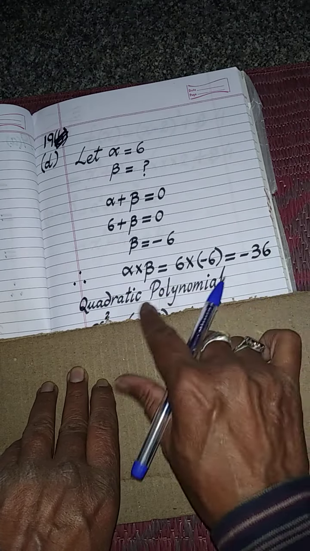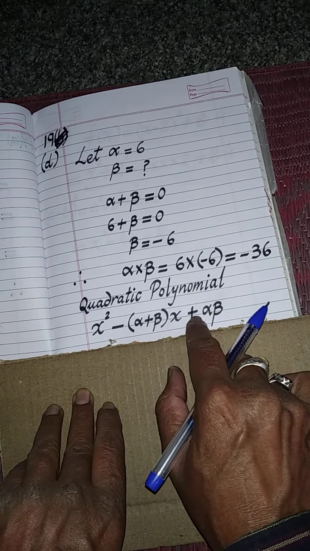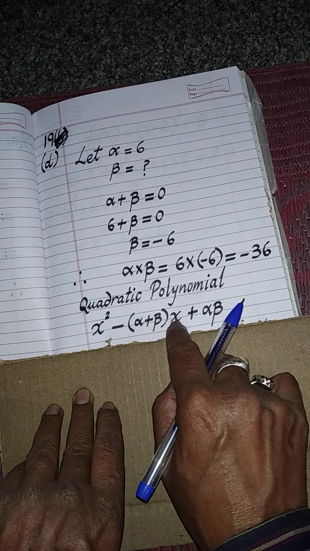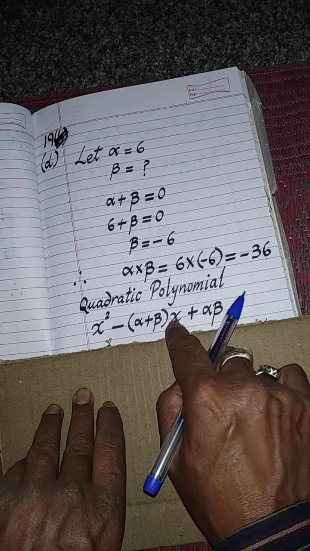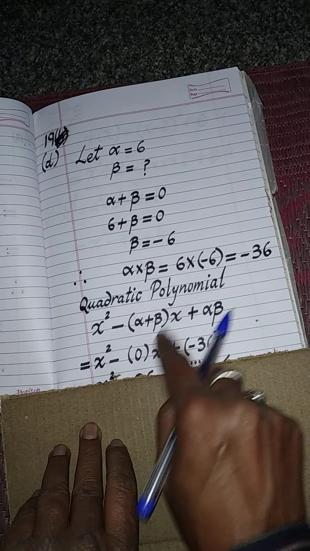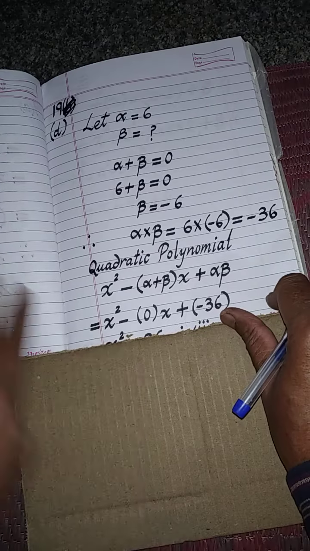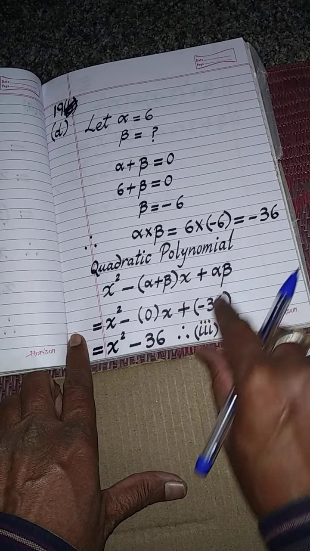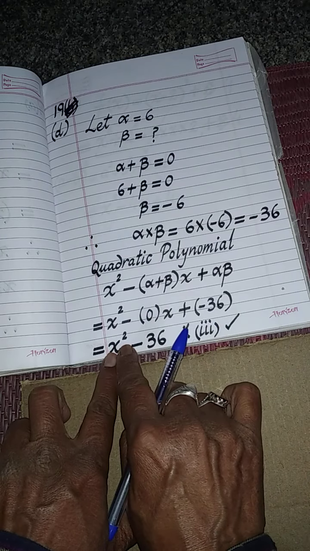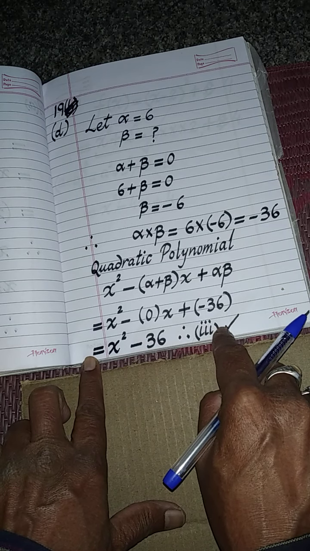The quadratic polynomial formula is x square minus alpha plus beta into x plus alpha into beta, or you can say x square minus sum of zeros into x plus product of zeros. Now alpha plus beta we have 0, so here we will put 0, x square as it is, 0 into x, plus alpha into beta, which we got as minus 36. Now when we multiply 0 into x you will get 0, so no need to write. So x square as it is, plus into minus 36, that is x square minus 36. So the third option is correct. So that is D part.